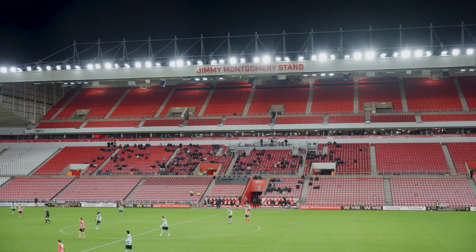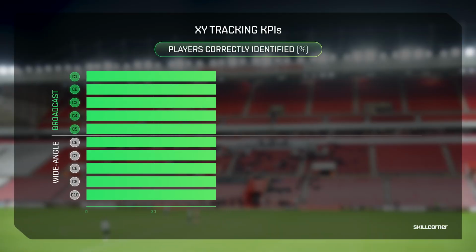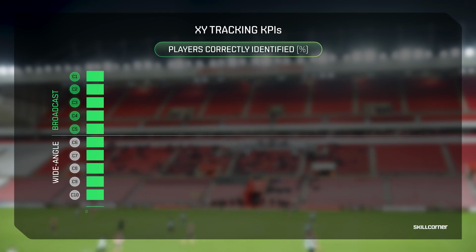The first thing we had to do is evaluate our XY tracking accuracy and ensure that our computer vision pipeline performs consistently across all camera conditions. When looking at the core tracking quality metrics, the results are very strong. We consistently were able to detect a very high percentage of players on the pitch, and we were also able to correctly identify those players with a high degree of accuracy.